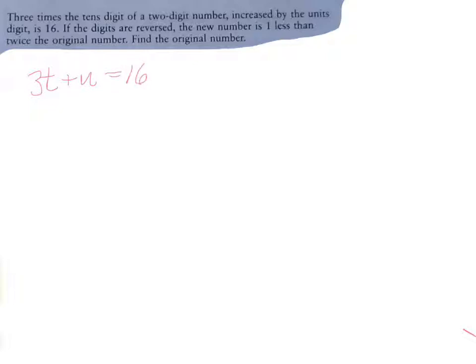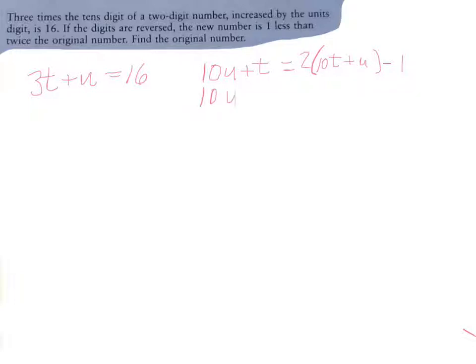That's one of yours. The other one says, if the digits are reversed, the new number. Whenever it says, if the digits are reversed, the new number, I told you to use 10u plus t, and that is true. If the digits are reversed, the new number equals 1 less than, which means you're going to subtract 1 from something, twice the original number. Whenever it says the original number, and add this to your notes, twice the original number is 10t plus u. Okay, so we got a lot of work to do.